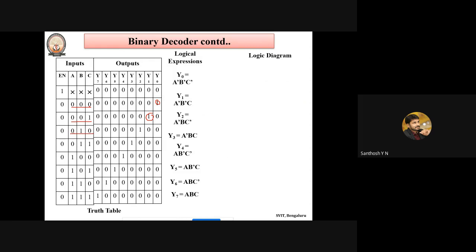You have to just represent the values that A, B, C are taking. If A is taking 0, represent it as A bar. If B is taking 1, represent it in the non-complemented form. Next, if C is taking 0, represent it in the complemented form, that is C bar. If it is 0, you have to represent it with a bar, that's all. Likewise, you have to get the expression for each and every individual output, that is y0, y1, y2, y3, y4, y5, y6 and y7.